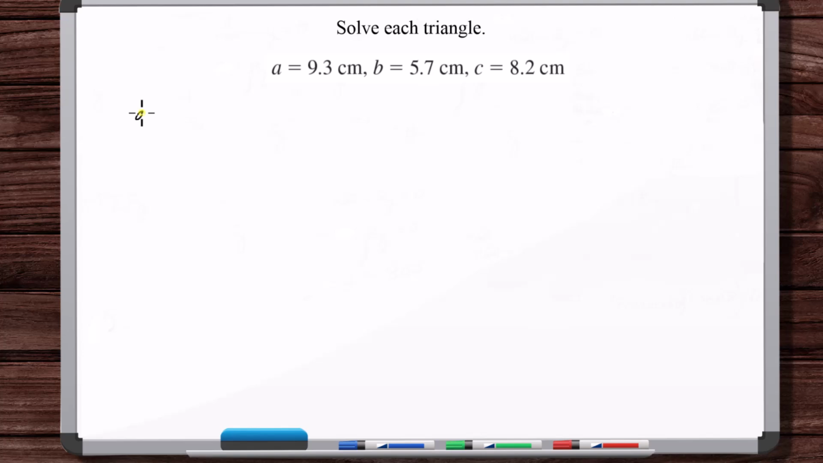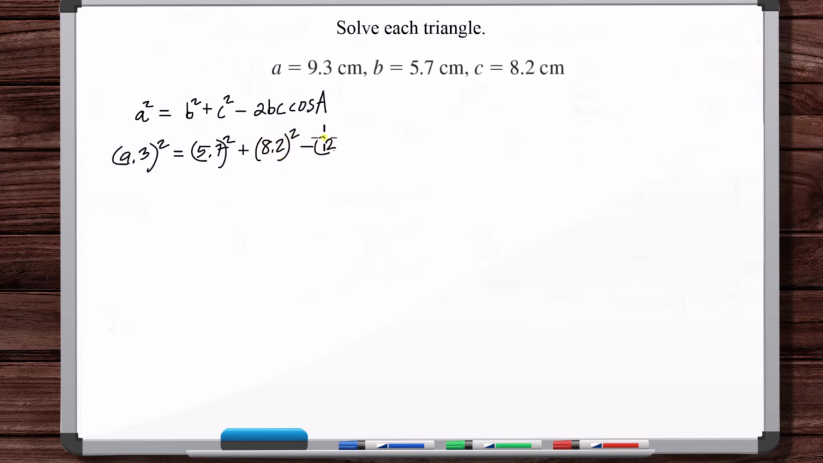So I'll write this out again. The side opposite angle A squared is equal to the sum of the squares of the adjacent sides minus 2 times the lengths of the adjacent sides, and then times cosine of the angle that we're using the law of cosines for. Okay. So we've got 9.3 squared is equal to 5.7 squared plus 8.2 squared minus 2.